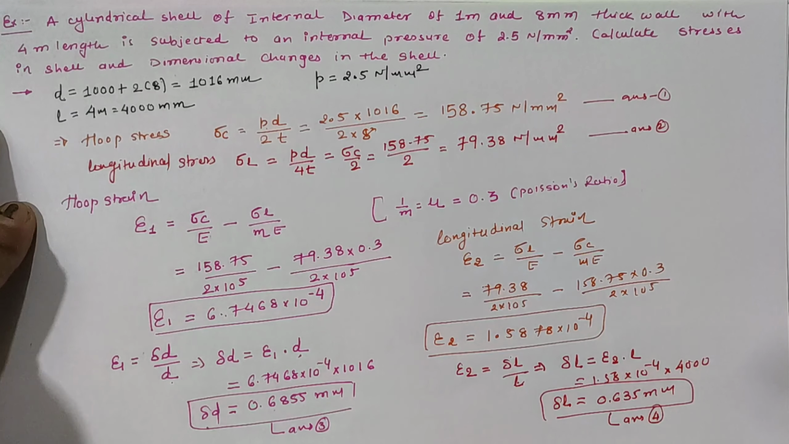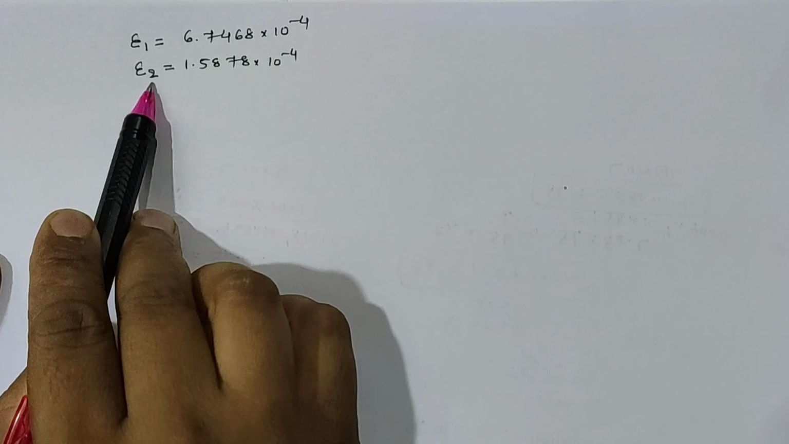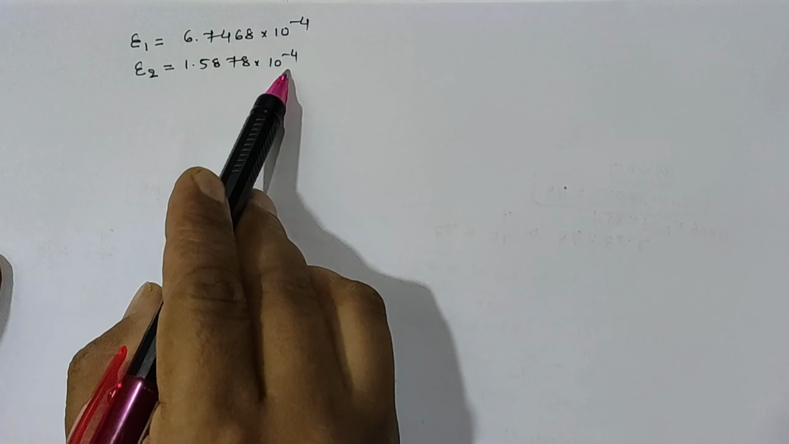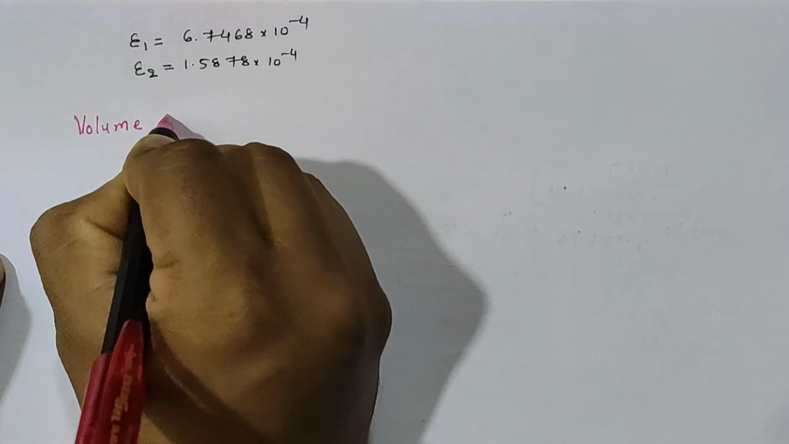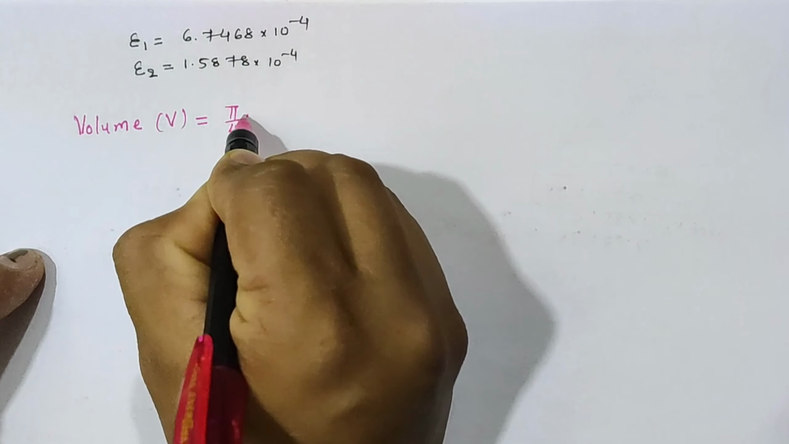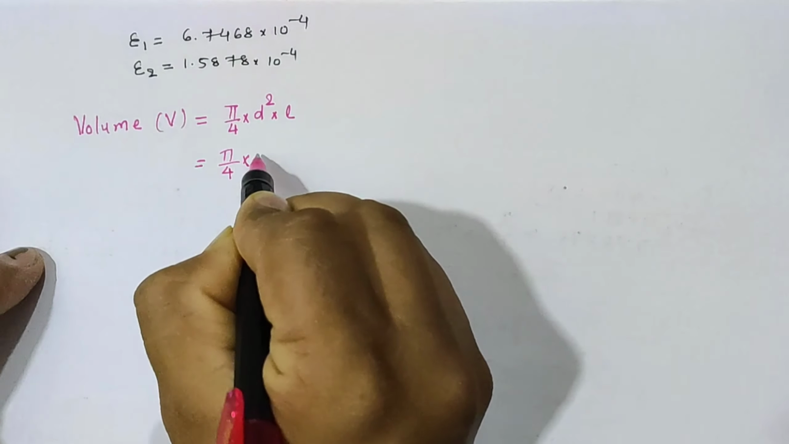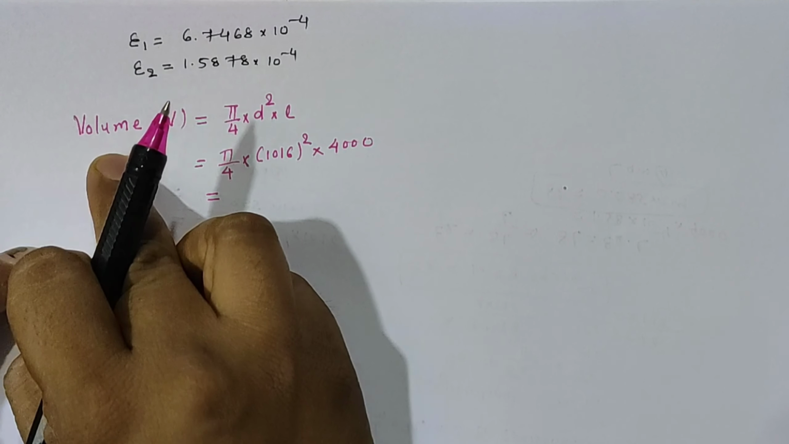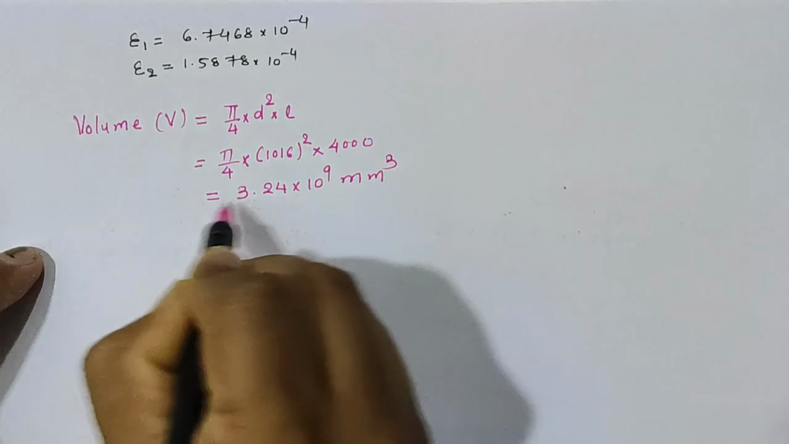Now going ahead for the volumetric change, according to the above calculation, our hoop strain and longitudinal strain e1 and e2 are 6.7468 into 10 raised to minus 4 as well as 1.5878 into 10 raised to minus 4 respectively. Now for change in the volume, if we calculate volume of the cylindrical shell, it can be written as volume of shell as pi by 4 d square into length. Hence the total volume of the given cylindrical shell is 3.24 into 10 raised to 9 mm cube.